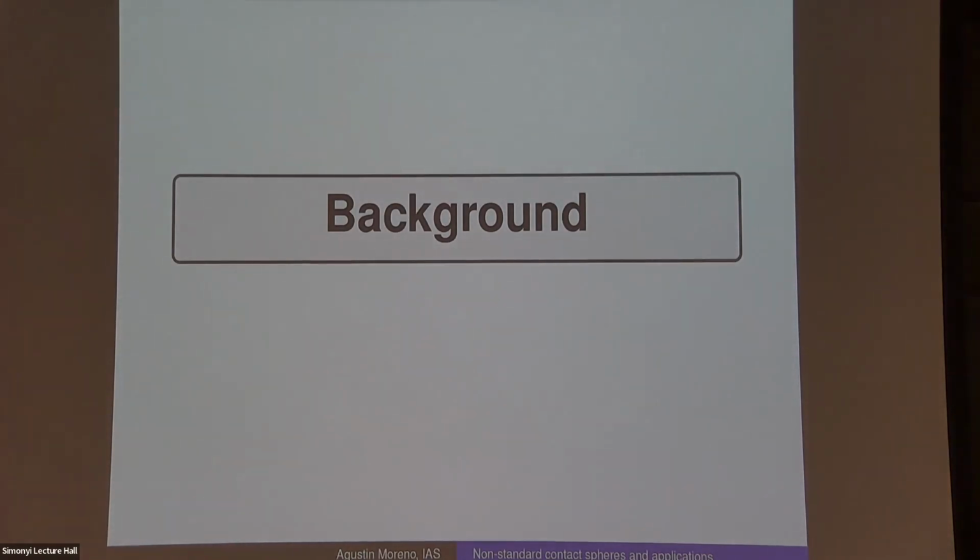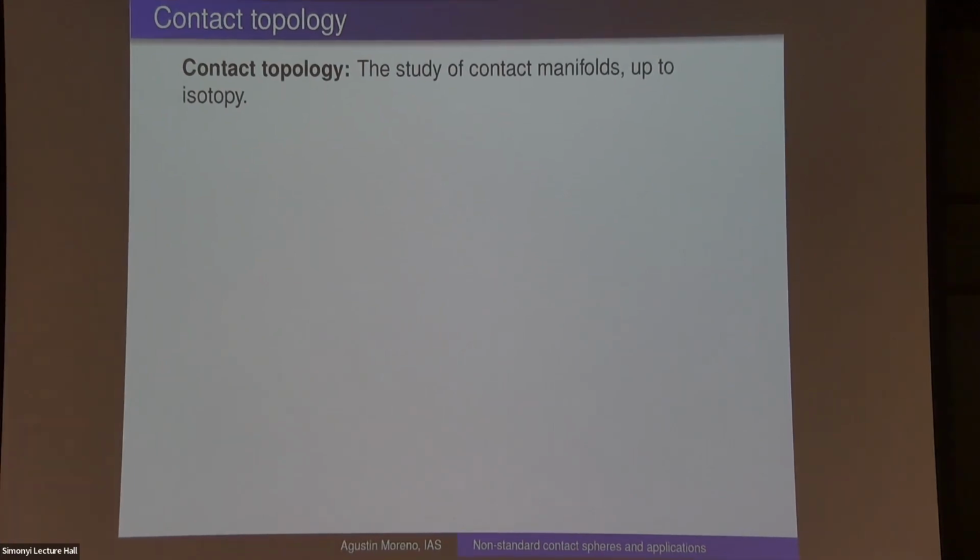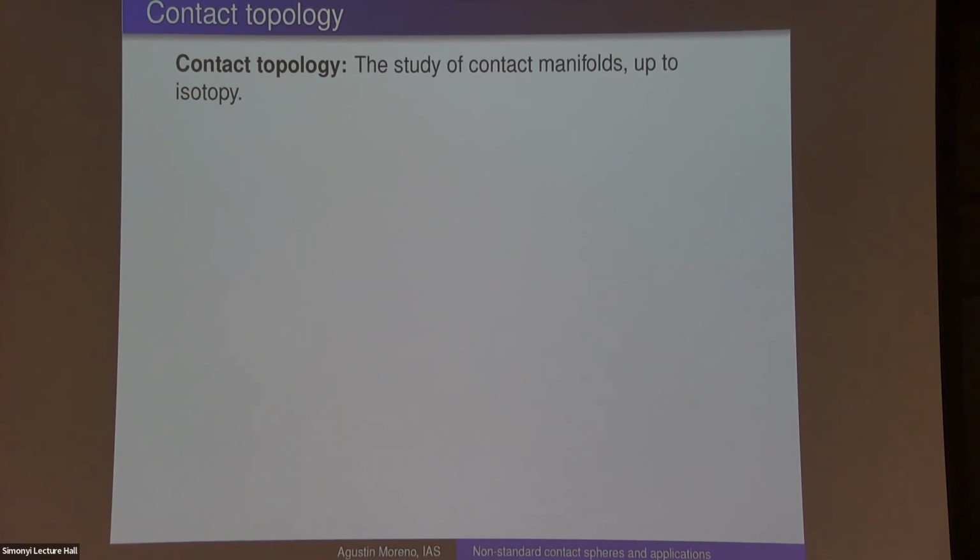So let me start with a bit of background. This will be a talk on contact topology. So what is contact topology? One could informally say that it is, roughly speaking, the study of contact manifolds up to isotopy, where we allow ourselves enough freedom in order to wiggle things around. Contact manifolds being odd-dimensional manifolds coming with some hyperplane distribution which is maximally non-integrable.